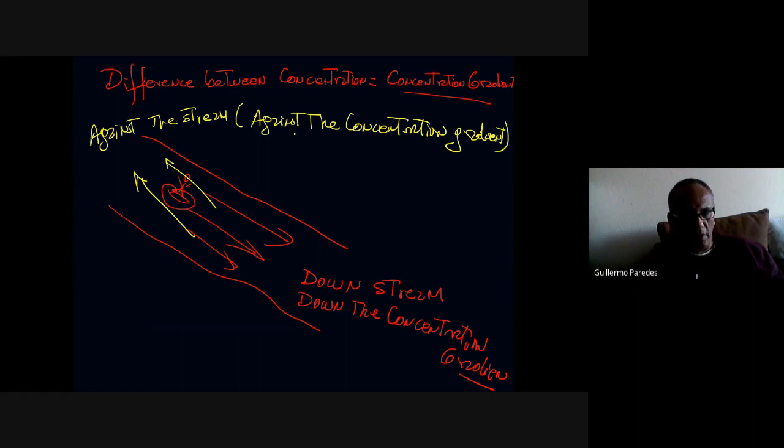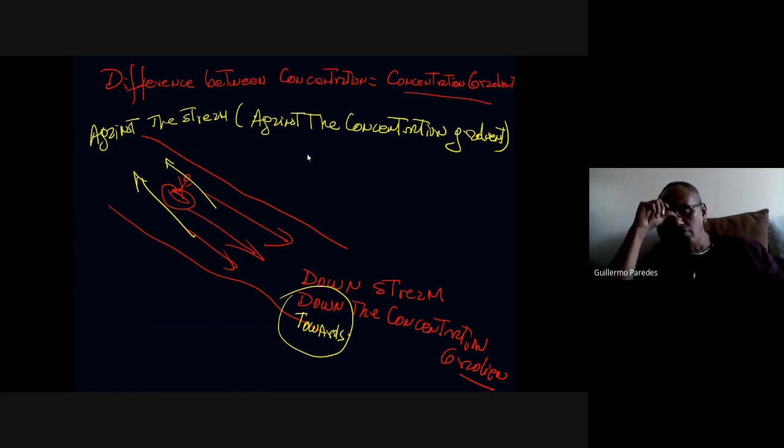There's one more, but this is the main thing. So when you go upstream, you go against the concentration gradient. When you go down the stream, you're going to go down the concentration gradient. You can call it down or towards the concentration gradient, it's the same thing. And when you go against the current, against the stream, it is called against the concentration gradient.